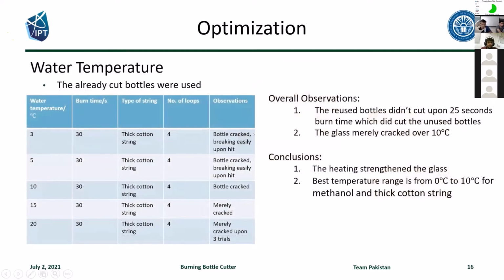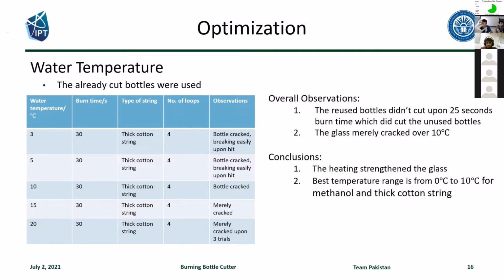Coming to water temperature, we used the already cut bottles for this experiment. The water temperature was varied, the burning time was kept constant at 30 seconds, and the type of string and number of loops were also kept constant. For the observation, the reused bottle didn't cut at the burning time which did cut the unused bottles. The glass merely cracked over 10 degrees Celsius. We got a crack at 3 and 5 degrees Celsius, and the bottle broke upon a mild hit. At 10 degrees Celsius, we got the bottle cracked. And at 15 and 20 degrees Celsius, we merely got the bottle cracked.